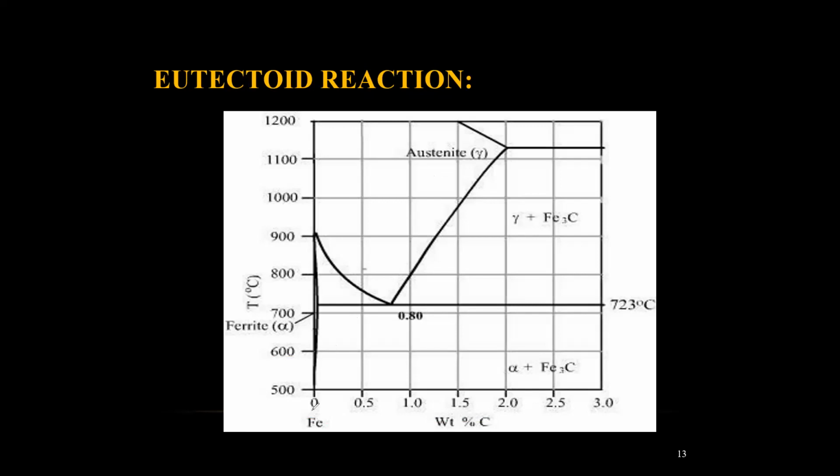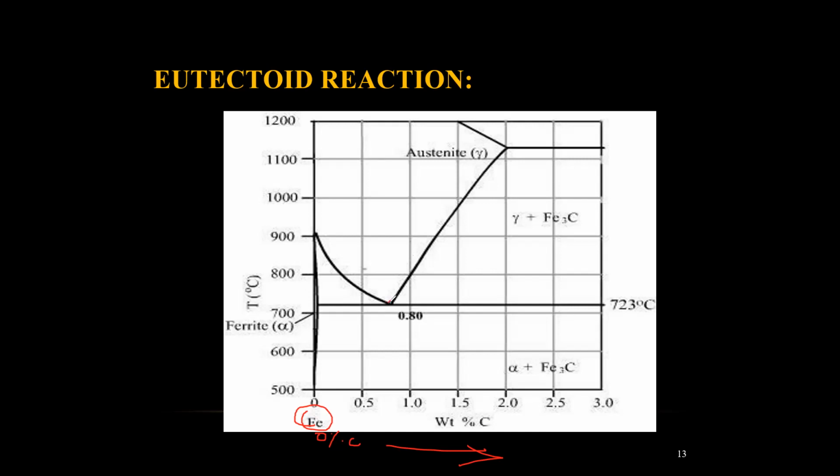On the left-hand side we have 100% iron, which means it is the purest form of iron, and here we have 0% carbon. The carbon weight percentage increases in this direction. Here we have 0.5 weight percentage carbon, this is 1 weight percentage carbon, 1.5 weight percentage carbon, and it progresses like that. On the y-axis we have temperature in degrees Celsius.